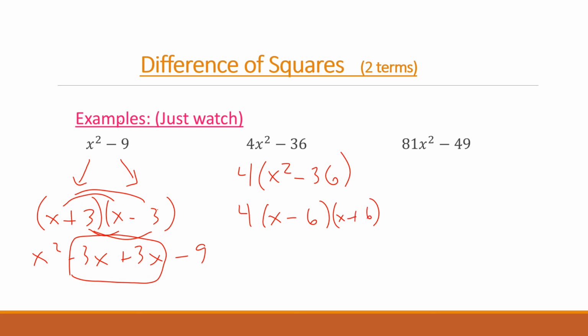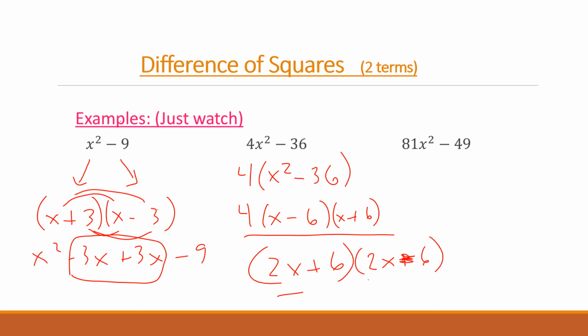Notice it doesn't matter if the minus or plus comes first. You get whatever method you do. I'll probably do both. This is the complete factored form. If you left it as this, you're not completely factored because you could still take a 2 out of each of those, which is where the 4 comes from. Last one here, square root of 81 x squared is 9x, square root of 49 is 7. So minus 7, plus 7.